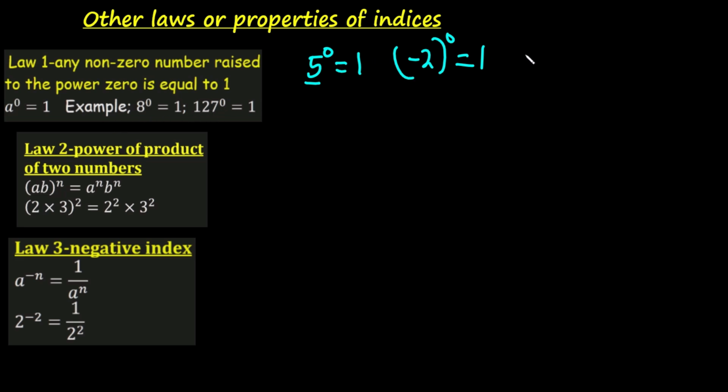So you can have 25670 raised to the power 0, which is still equal to 1. So this is the first law or property you must know, apart from the three main ones I talked about first.